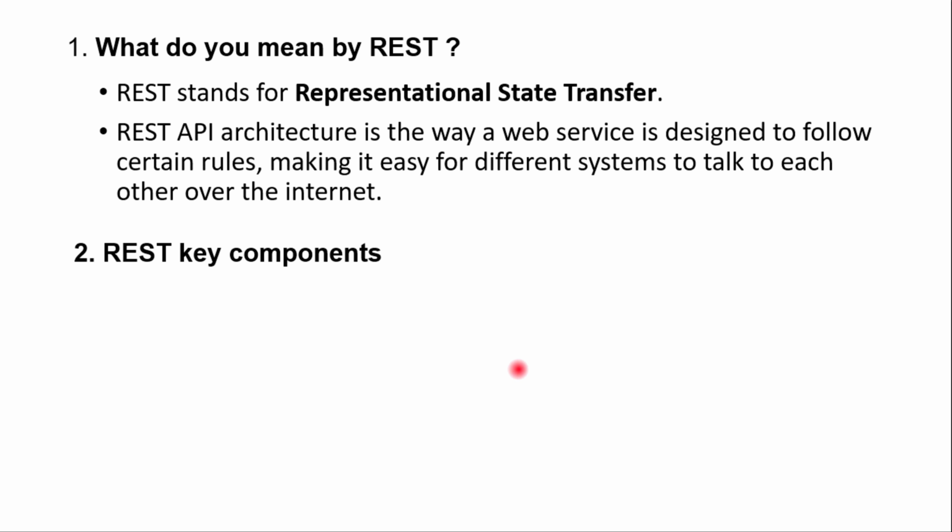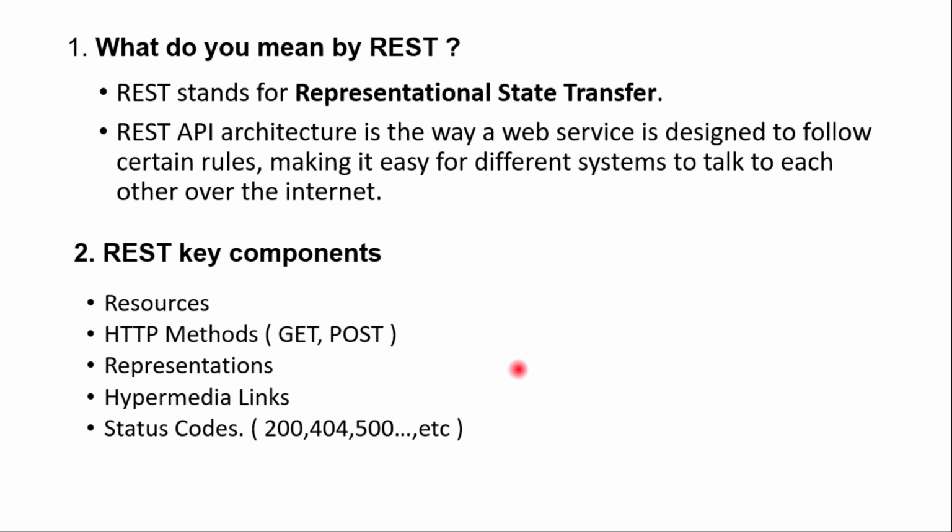So now let's discuss REST key components. There are majorly 5 components. First, resource. Second one is HTTP method, which is get or post. Third is representation. Fourth one is hypermedia link, and fifth one is status code. Okay, so let me explain these terms to you one by one.